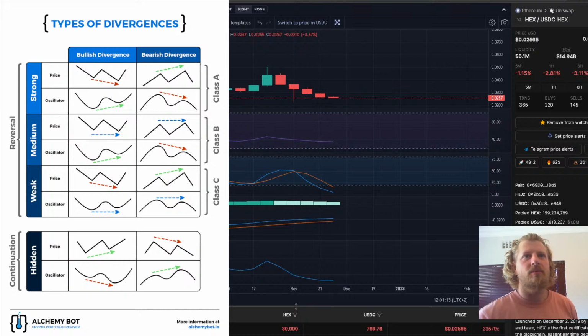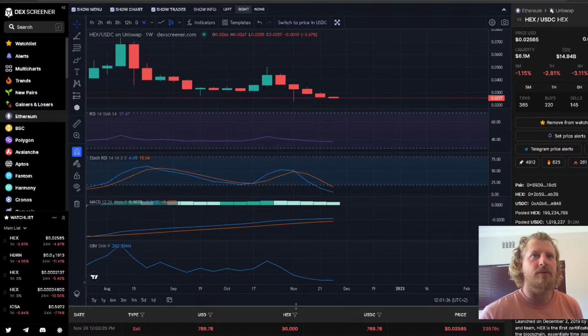Then you've got medium ones, which are normally just straight lines on the chart, or double tops or double bottoms, with the indicator going the opposite side. Then weak divergences, and one of the stronger, more relevant ones is hidden divergences, when we have price going higher, yet the oscillators are going down, right? So let's cover a few of these.